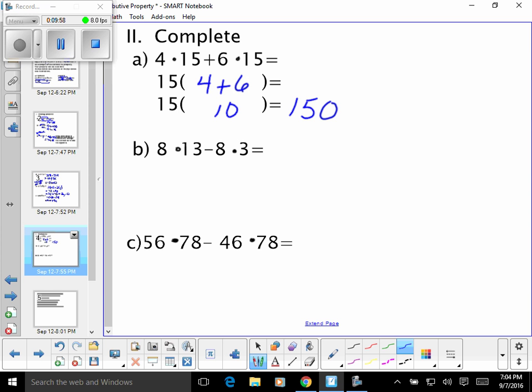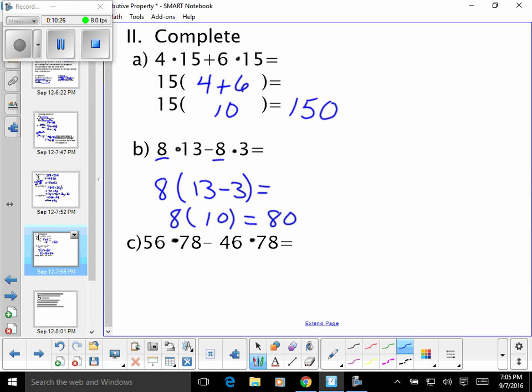Look at B. What's on the left side of the subtraction sign that also occurs on the right side of the subtraction sign? It's the eighths. That's my coefficients. The 13 minus 3 goes inside the quantity or the parentheses. So it's 8 times 10 equals 80.